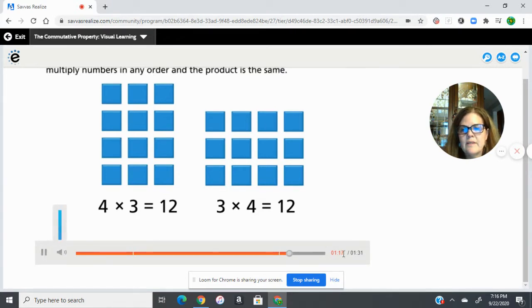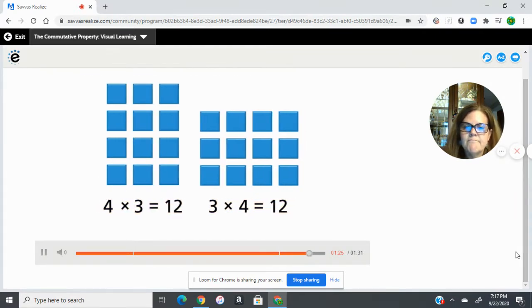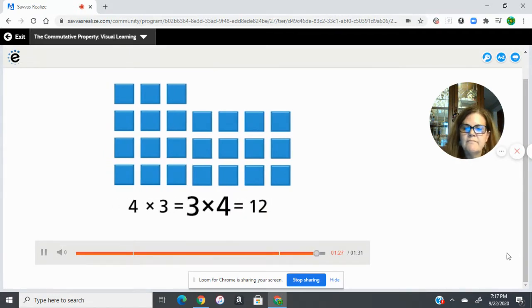Yes. The commutative property of multiplication says you can multiply numbers in any order and the product is the same. So 3 times 4 equals 4 times 3. And it means just that they're equal. They mean the same things. It might look different though. That's something we'll be paying attention to.